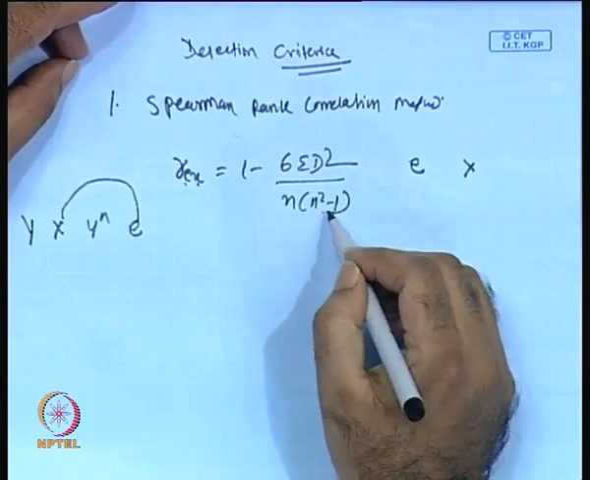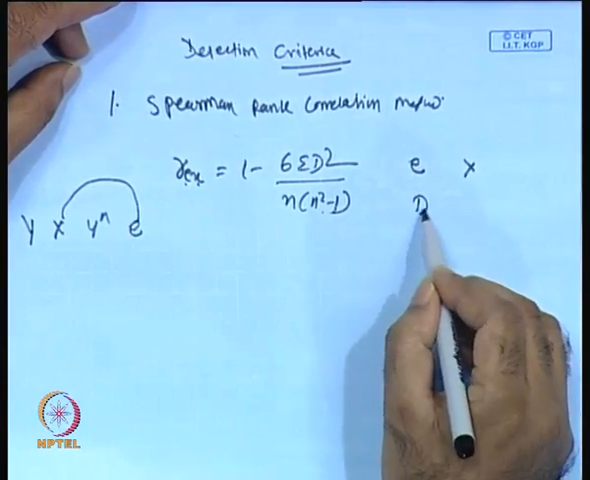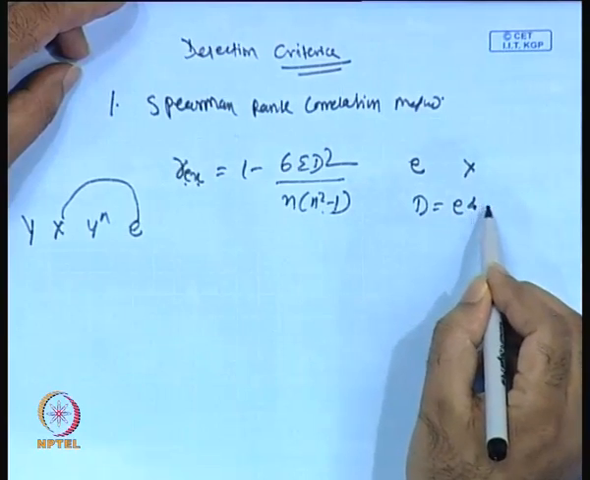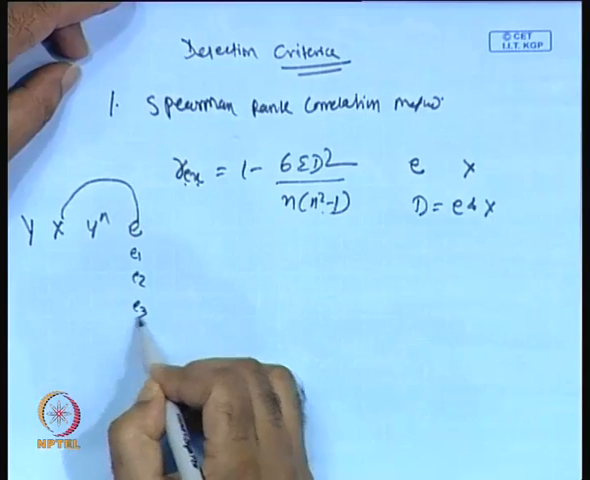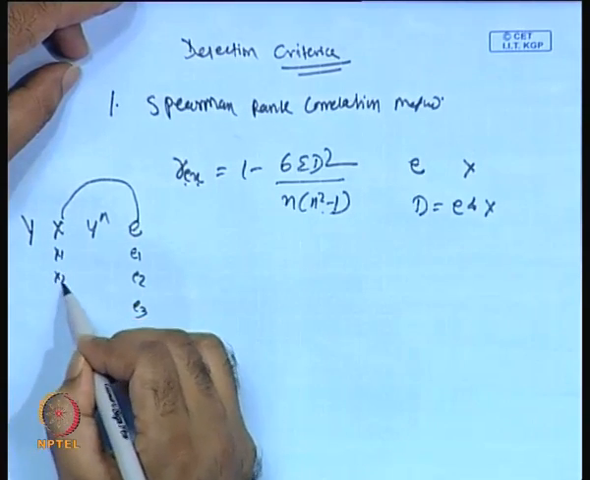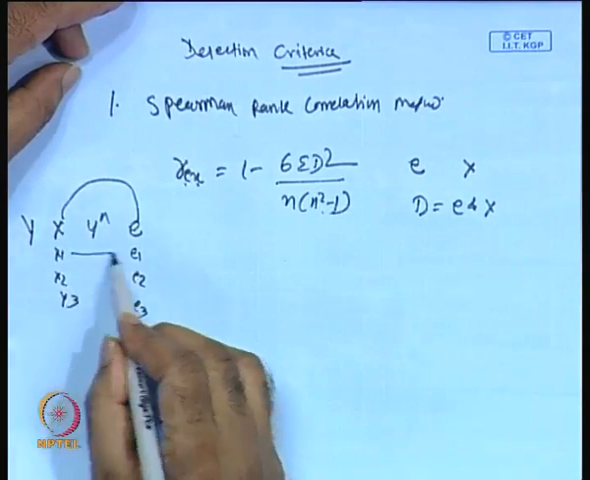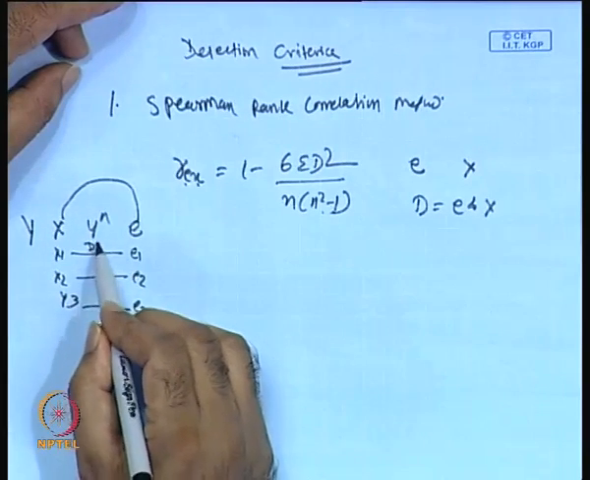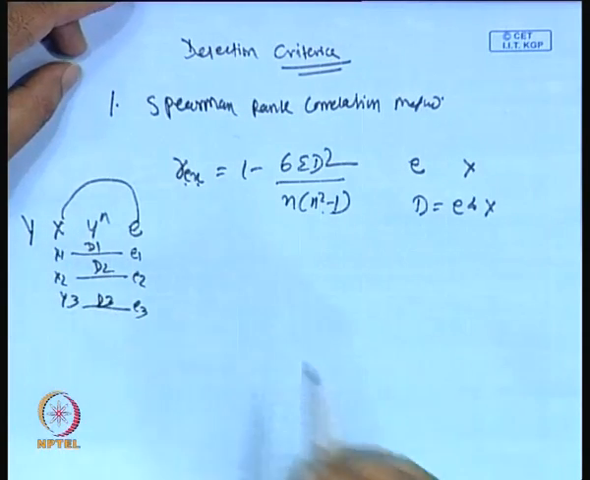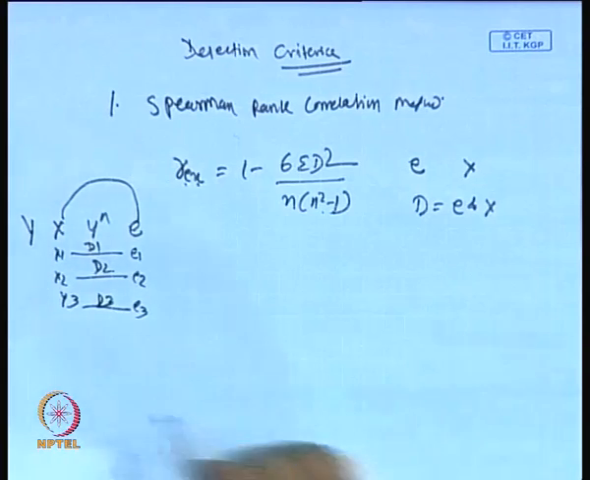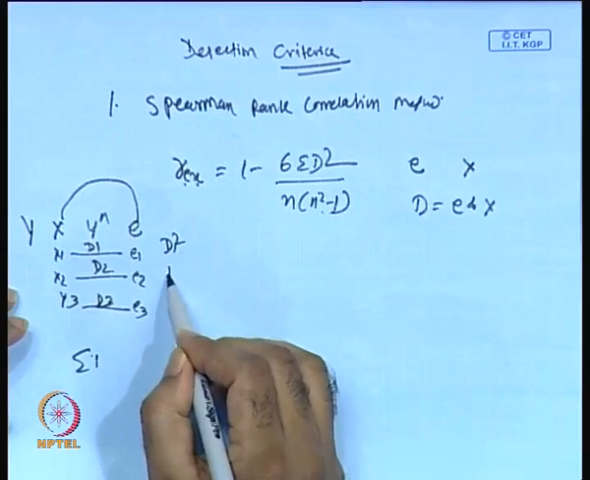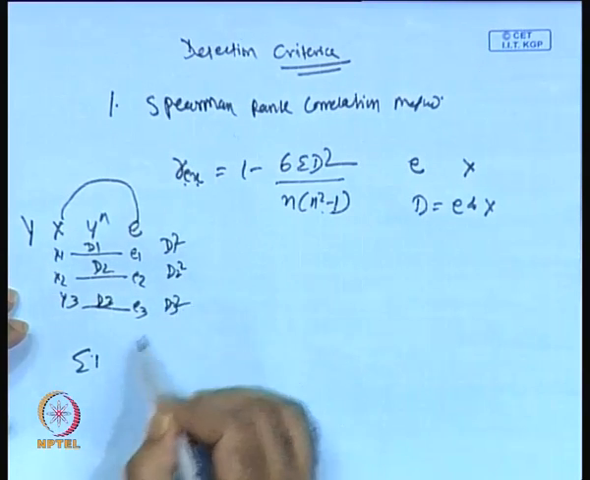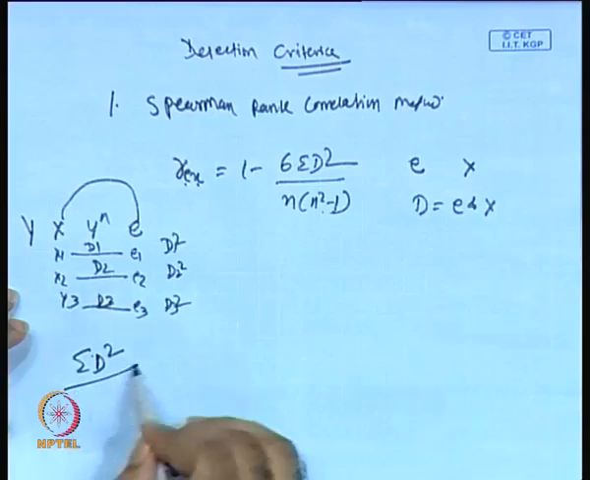So 1 - 6 ΣD² divided by N(N² - 1). D is the difference between E and X. We have a series of points like E1, E2, E3, and X1, X2, X3. We find the differences, called D1, D2, D3. Then you find D1², D2², D3², and make the summation, ΣD².